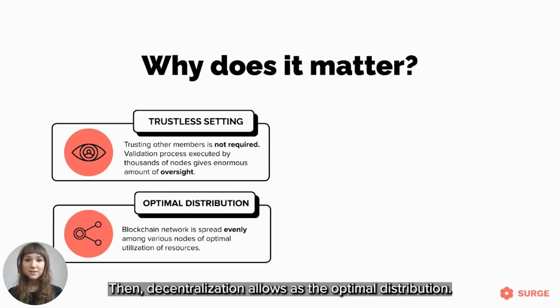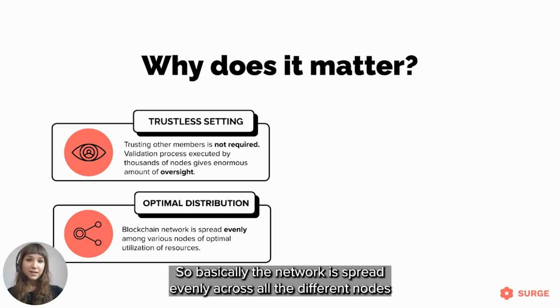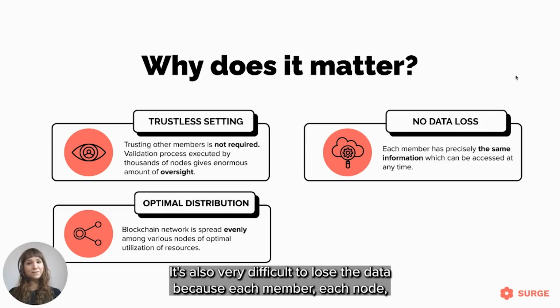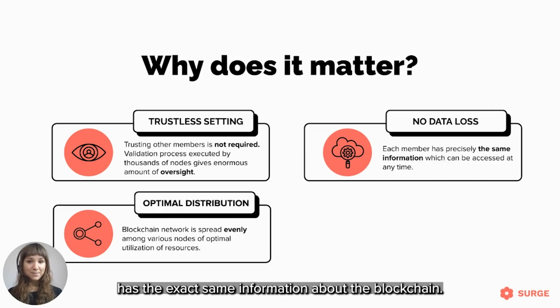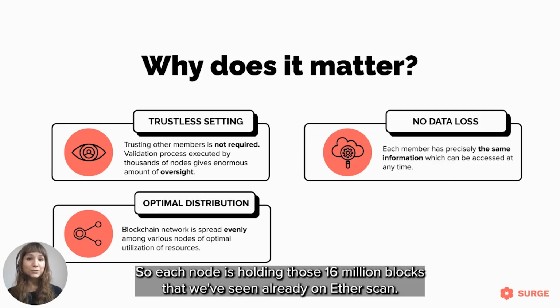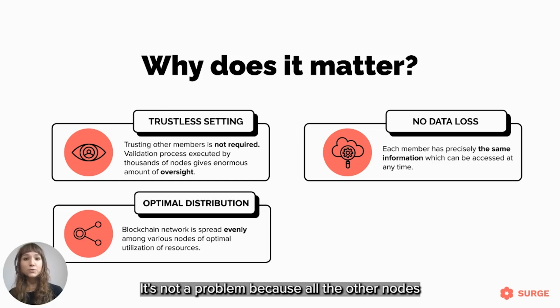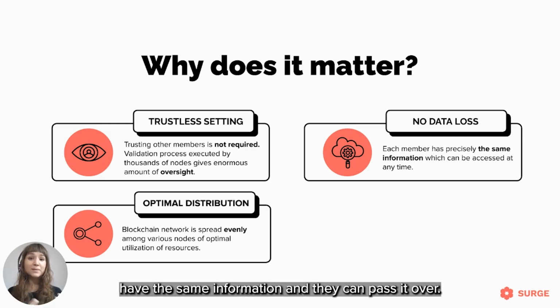Then, decentralization allows us the optimal distribution. So basically, the network is spread evenly across all the different nodes and allows the optimal utilization of our resources. It's also very difficult to lose the data because each member, each node, has the exact same information about the blockchain. So each node is holding those 16 million blocks that we've seen already on Etherscan. So if one node disappears, it's losing the information, it's not a problem because all the other nodes have the same information and they can pass it over.